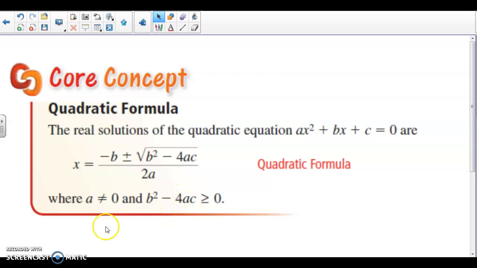Down here they also add that a can't be 0. Well, because if a is 0, it wouldn't be a quadratic equation. And b squared minus 4ac has to be greater than or equal to 0. We'll talk more about what that means tomorrow. This is the value inside of the radical sign. It's called the discriminant, but we'll focus more on that tomorrow. Today we're just going to talk about the overall quadratic formula and how to find solutions for quadratic equations.